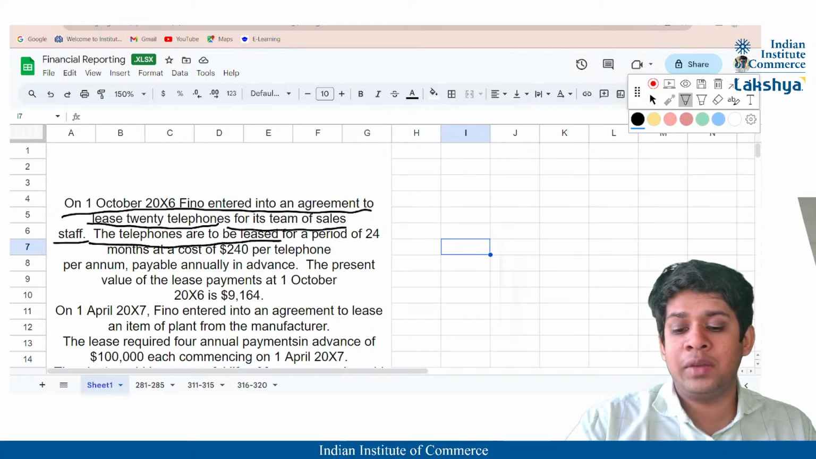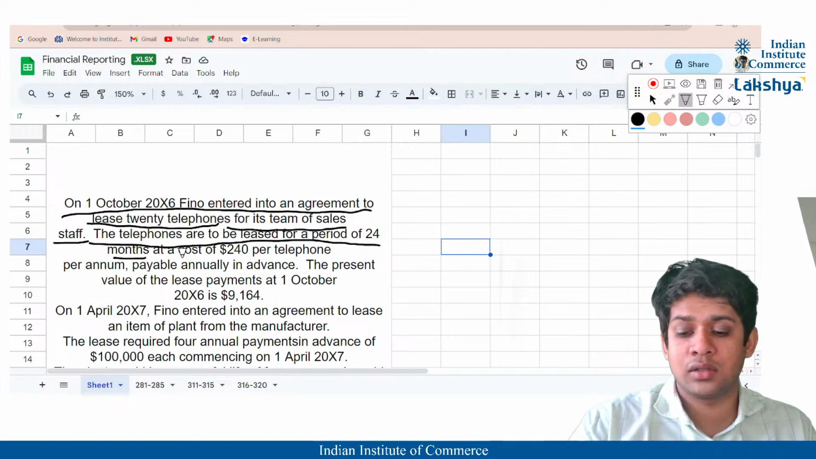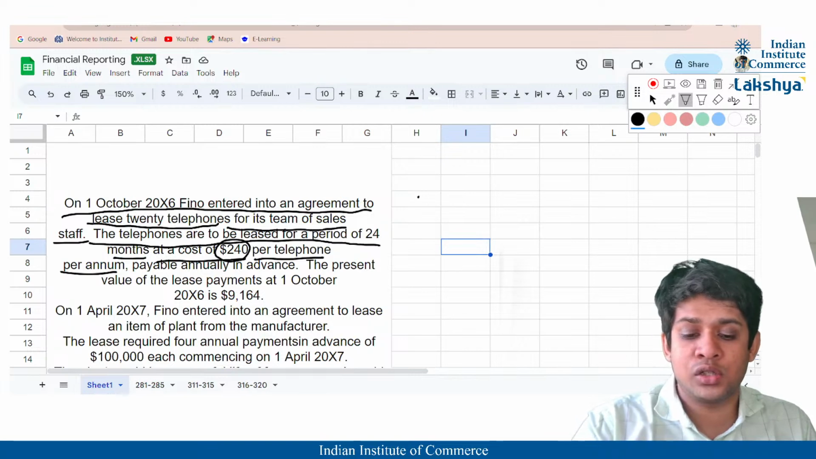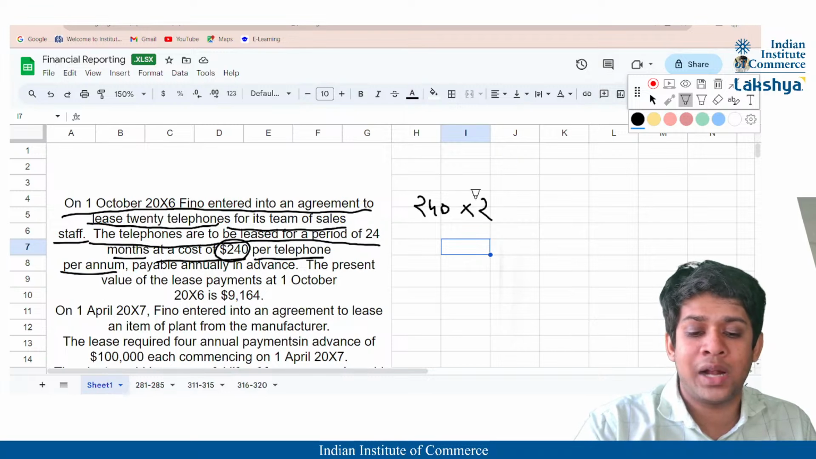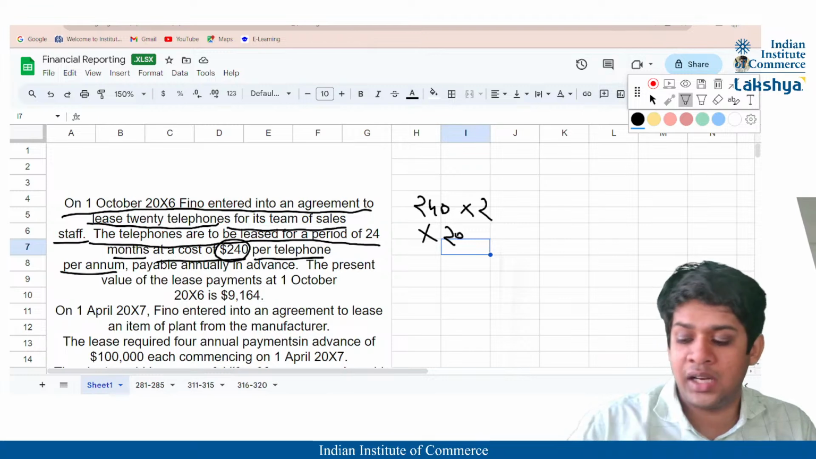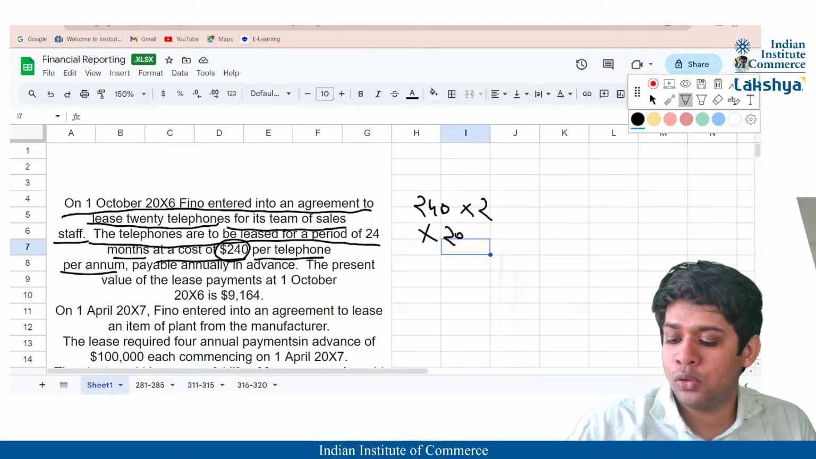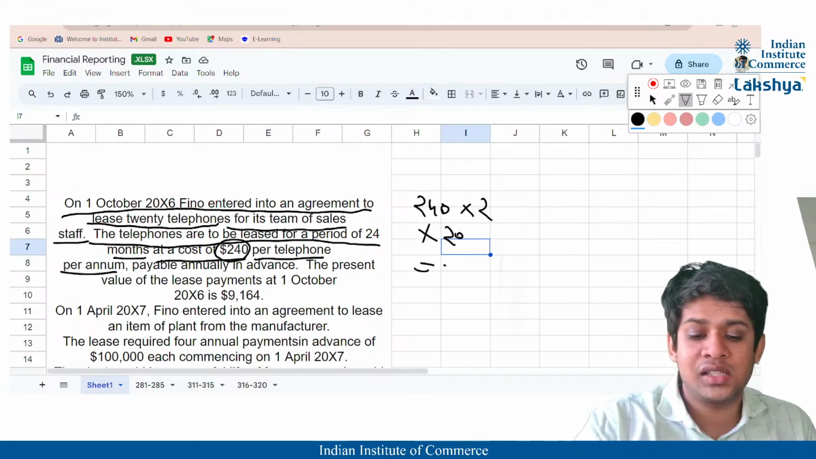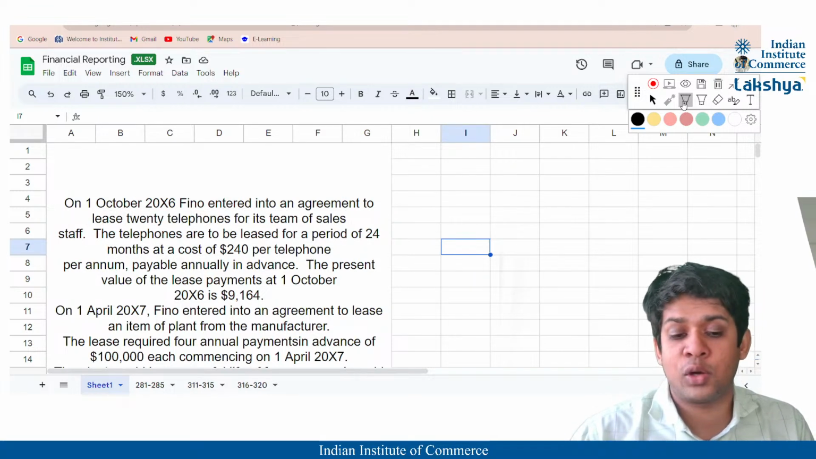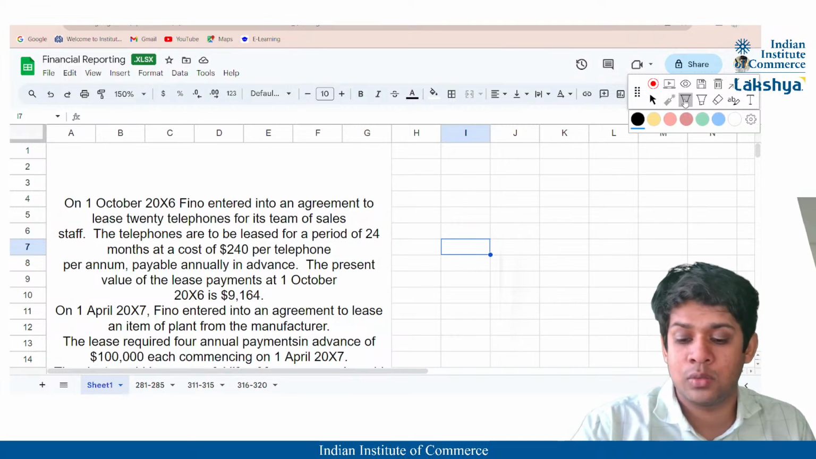The telephones are to be leased for a period of 24 months at a cost of $240 per telephone per annum. So what is the total cost? The total cost is $240 per telephone per annum, right? We have taken 2 annums because 24 months is 2 years. And there are how many telephones? 20 telephones. So 240 into 2 into 20 telephones, that is $9,600 is the total cost to be incurred, right? But obviously it is going to be incurred over a period of time. So we have to calculate the present value of its future value, right?